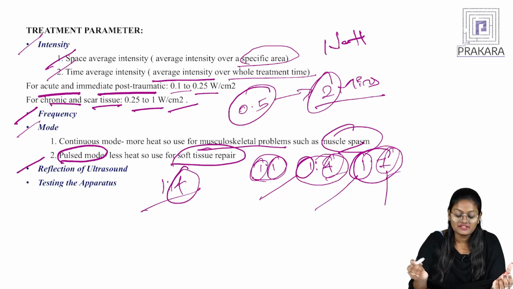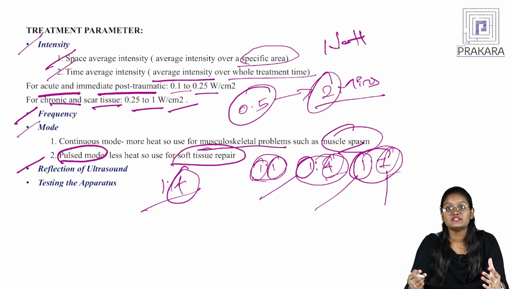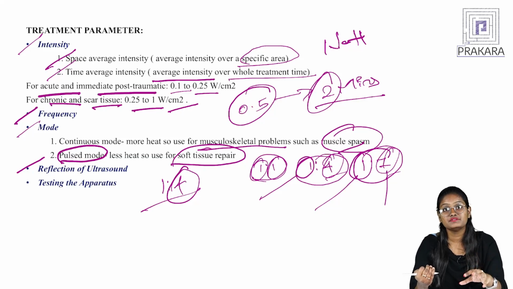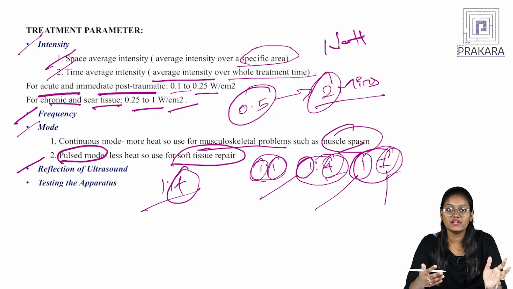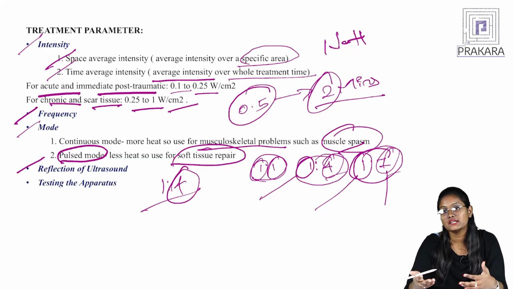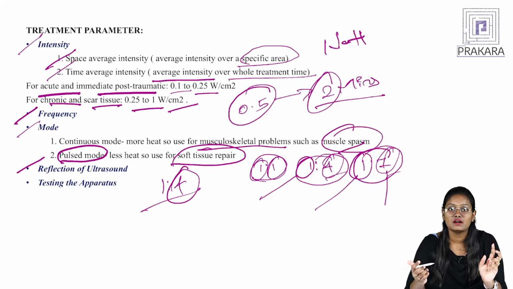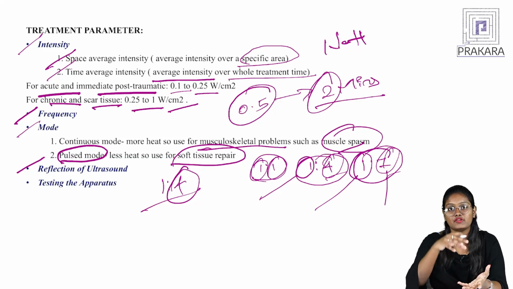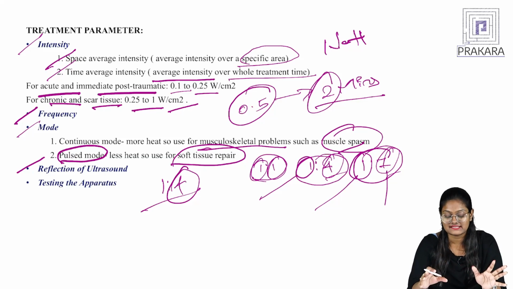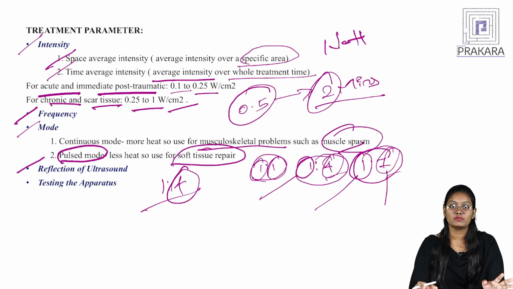Next is reflection of the ultrasound. We have already discussed that when two different mediums are involved, there will be reflection of the waves. The same thing happens with ultrasound also. Because of this reflection, we are not supposed to place the head of the ultrasound in an angular manner. We have to place it straight away on the point where we are treating. That is something you will have to remember over here.